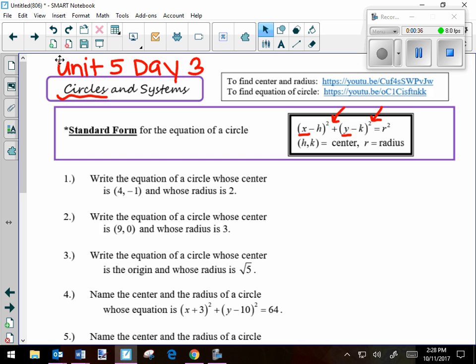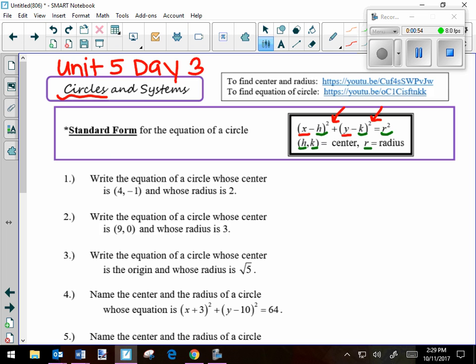After you identify that you have a circle, what you see inside your parentheses are going to be the coordinates of the center. So you literally just have to pick that out. The number that you have over here is going to be your radius squared. So you should be able to figure out the radius.